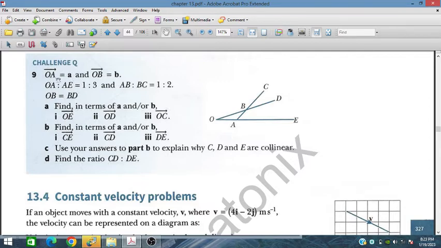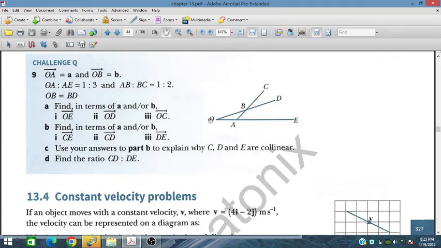So here we have OA equal to a, and OB equal to b. OA and OE are in the ratio of 1 to 3, and AB and BC are in the ratio of 1 to 2, and OB and BD are equal.